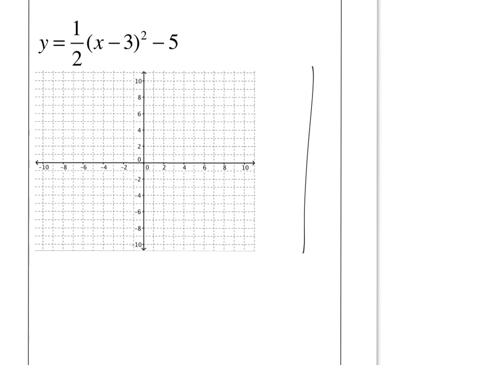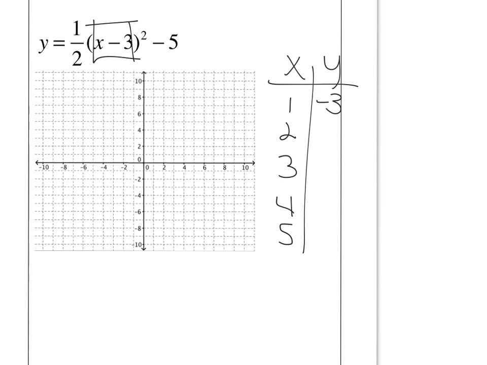Here, make a table. You ask yourself, what makes the inside 0? Well, 3 makes that 0. So go up 2 from there and down 2. Now you do order of operations. 1 minus 3 is negative 2. Squared is 4. Times a half is 2. Minus 5 is negative 3.